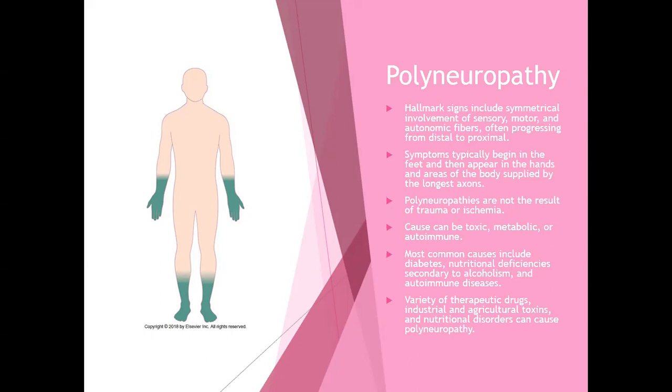So sometimes in the sock and glove distribution that you see, you get degeneration of the distal part of the long axons because of inadequate axonal transport, making the distal axons more vulnerable to degradation. Demyelination is also likely to produce distal symptoms first because the longer axons have more myelin along their length, and they have a greater chance of being affected by the random destruction of myelin.